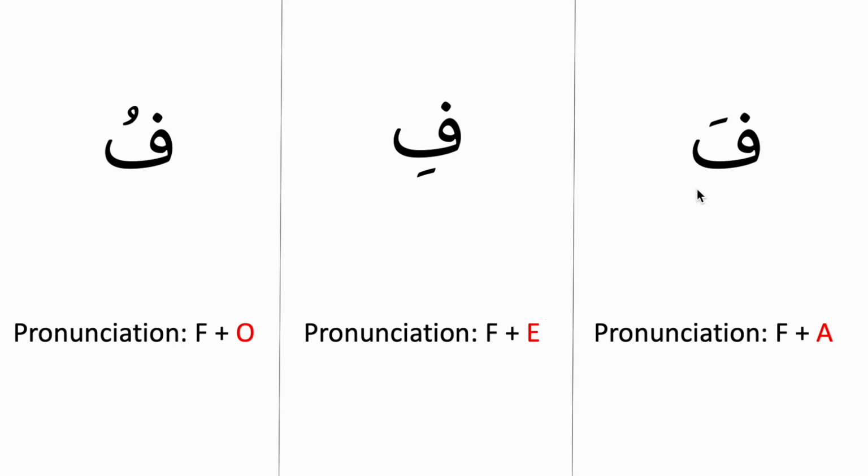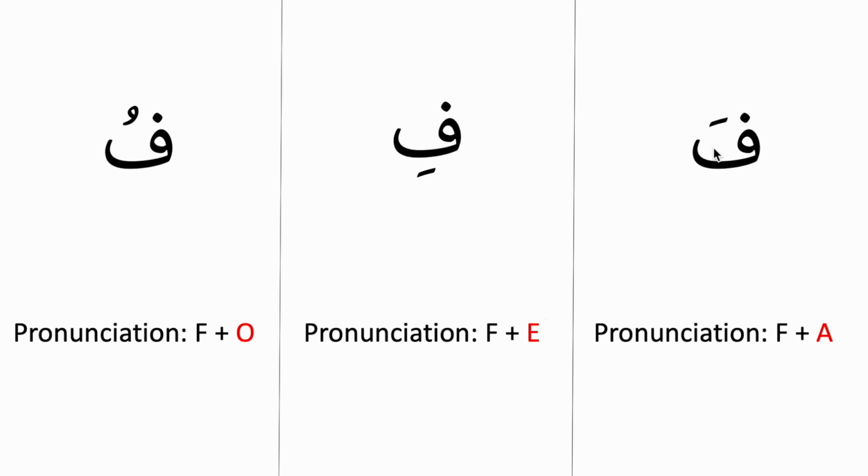F. So today we're gonna learn how to say F with fatha, kasra, and dhamma. So if you add fatha, which is the dash above the F, on the top of the F, you pronounce it as F plus A. So fa.